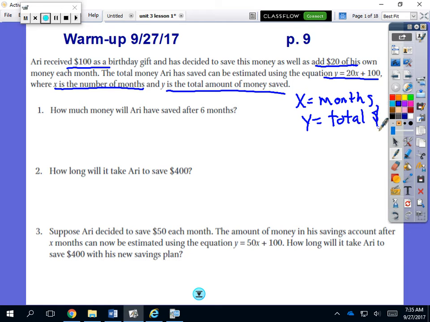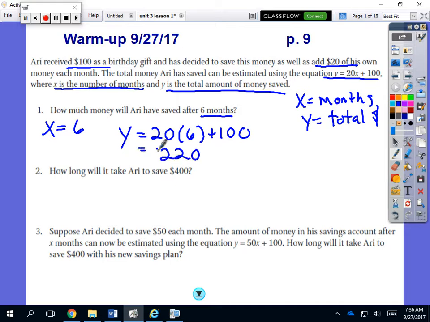Okay, so how much will Ari have saved after 6 months? So I can just use 6 as my X. And since I need to know the total amount of money, Y equals 20 times 6 plus 100. 20 times 6 is 120, so this would be 120 plus 100, $220.